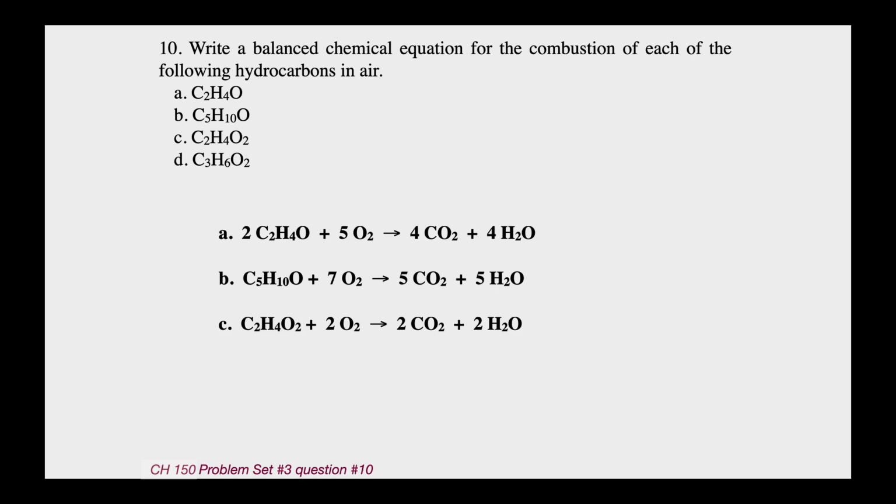The next one, C2H4O2, you'll add 2 O2 to it, making 2 CO2 and 2 waters. And the last one, C3H6O2, initially you need 7 oxygen atoms from the O2, remembering there's an O2 in the reactant. So you multiply everything through by 2. That's what you get. All the reactions are balanced.